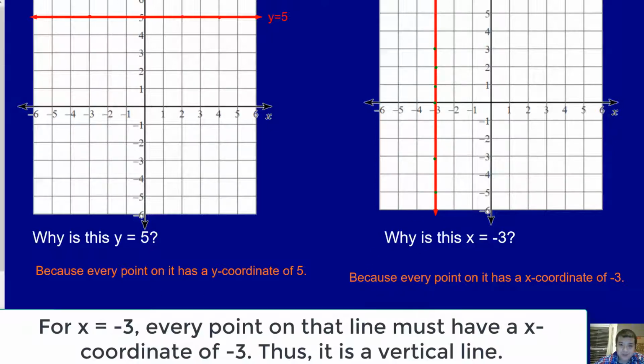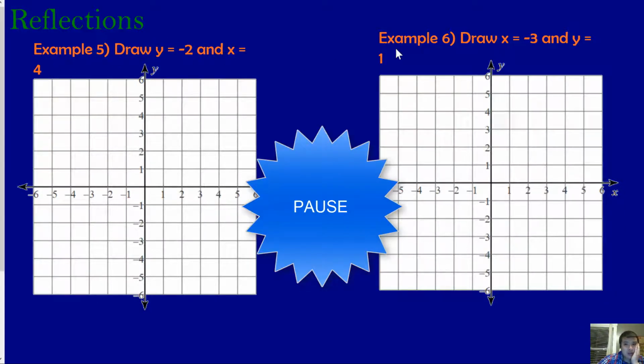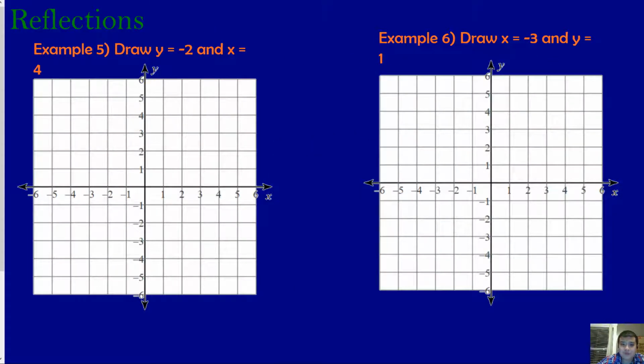Okay. So try these two on your own. Draw y equals negative 2 and x equals 4, and then the next example is draw x equals negative 3 and y equals 1.